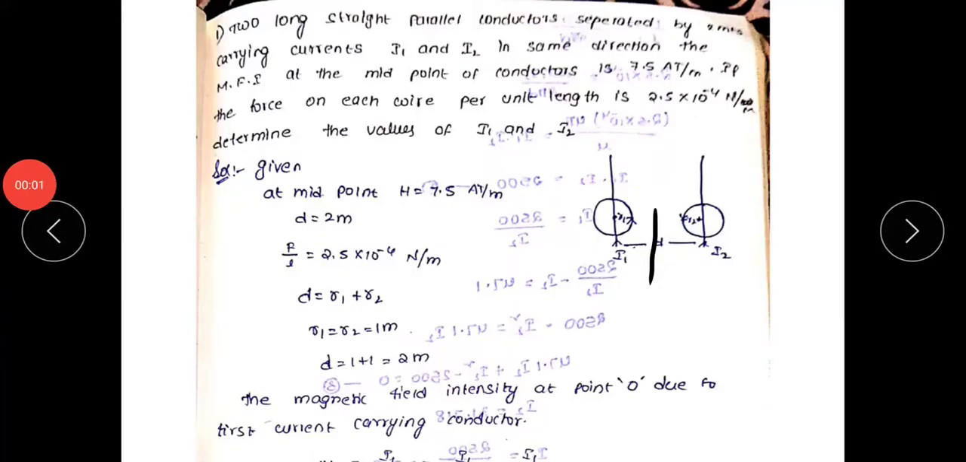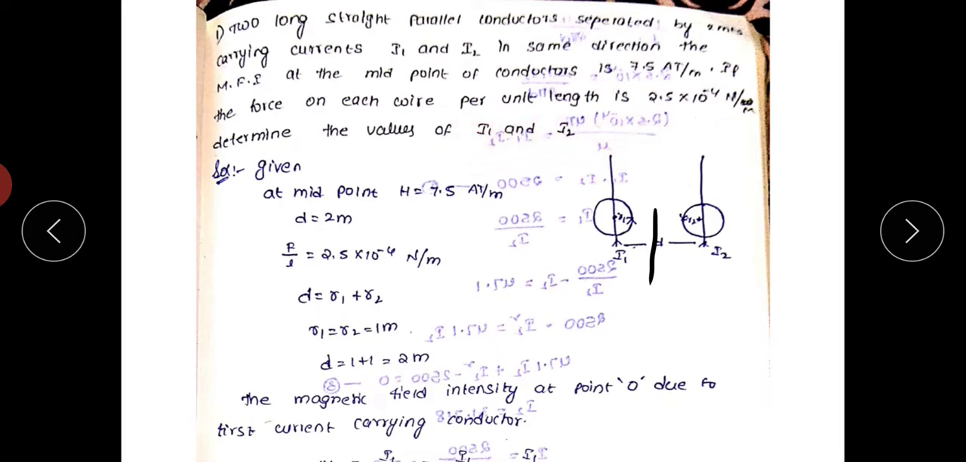Now I want to explain the problem on parallel current carrying conductors. The problem is: two long straight parallel current carrying conductors separated by 2 meters carry currents I1 and I2 in the same direction. The magnetic field intensity at the midpoint of the conductors is 7.5 ampere turns per meter. If the force on each wire per unit length is 2.5 × 10^-4 newtons per meter, determine the values of I1 and I2.